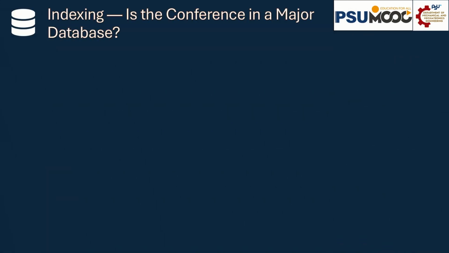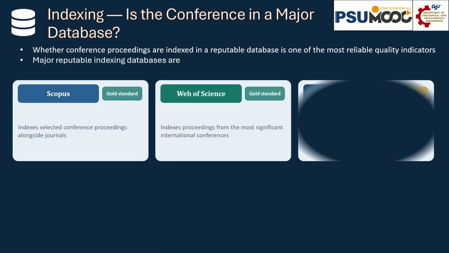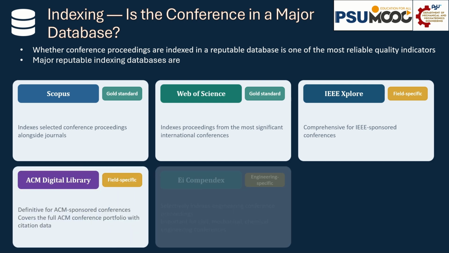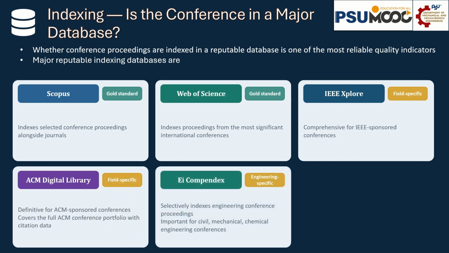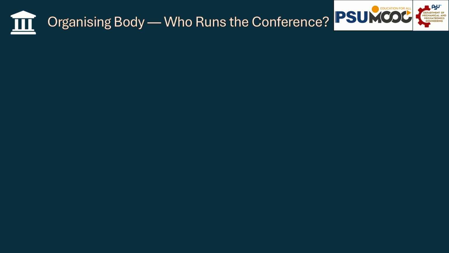One of the strongest indicators of conference quality is whether its proceedings are indexed in reputable databases. Major indexing services include Scopus, Web of Science, IEEE Xplore, ACM Digital Library, and EI Compendex. Inclusion in these databases indicates that the conference has met certain quality criteria. Google Scholar is useful for discovering papers, but inclusion there alone should not be considered evidence of quality. The organization behind a conference tells us a great deal about its credibility.